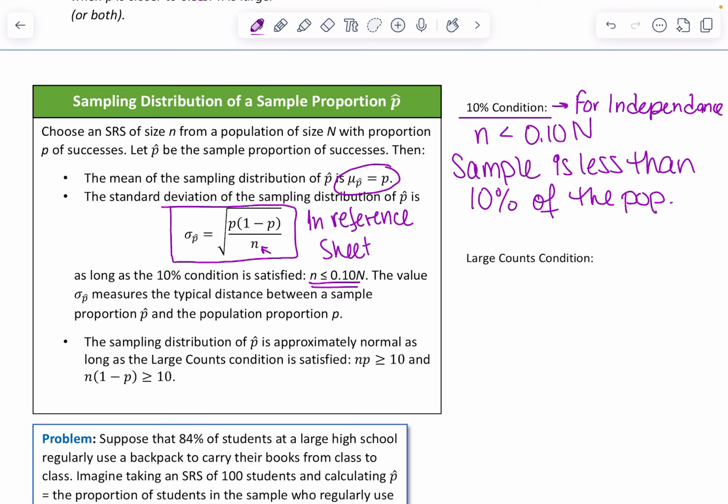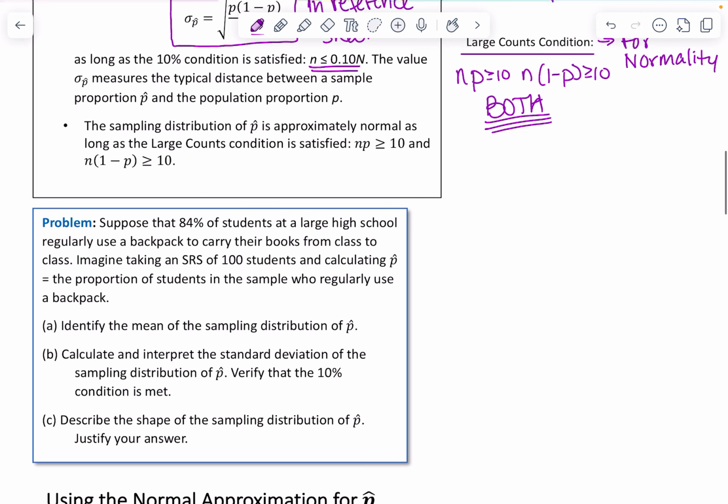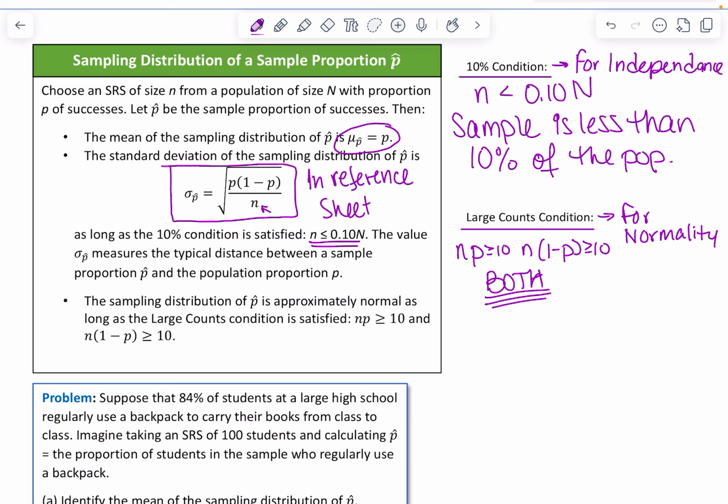Okay, now we have this other one called large counts, which we didn't do too much of, so I'm going to tell it to you now again. Okay, large counts, this is for normality. Basically, we're going to do our sample size times our probability, and the sample size times 1 minus the probability. They both have to be at least 10. Okay, if they both are at least 10, then it is, in fact, normally distributed. Okay, and that's important because we want everything to be normally distributed, because then we get to use normal CDF for things.